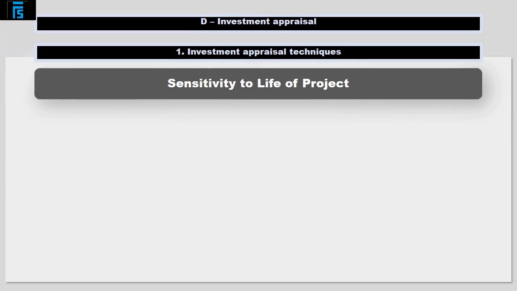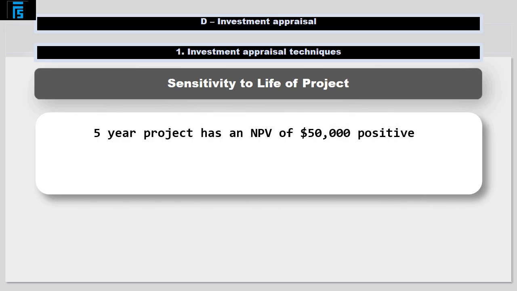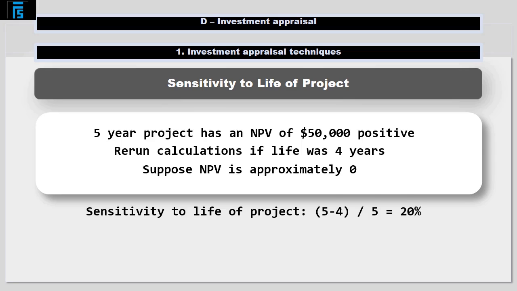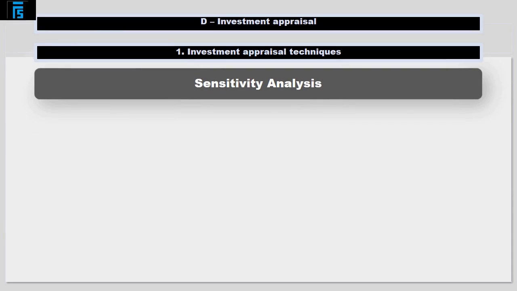Finally, with sensitivity analysis, let's consider sensitivity to the life of the project. Our 5-year project has an NPV of $50,000 positive. Suppose we rerun the calculation as if the project was a 4-year project and the NPV turns out to be approximately zero if it only lasts for 4 years. The percentage sensitivity to the life of the project will be calculated as follows. 5 less 4 divided by 5 equals 20%.